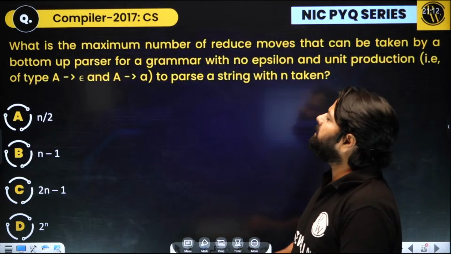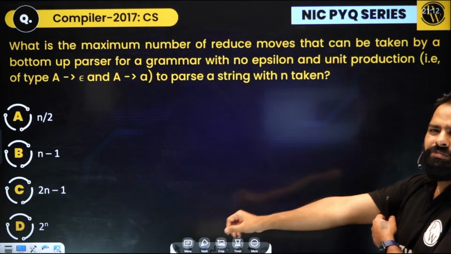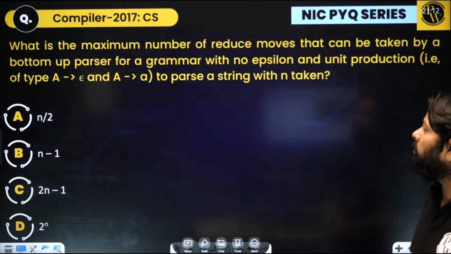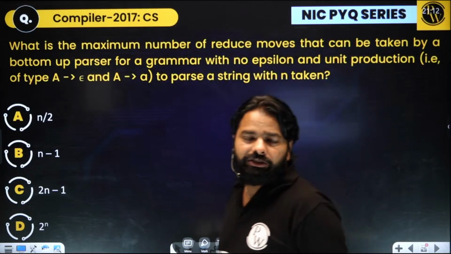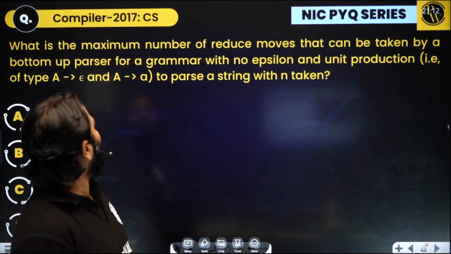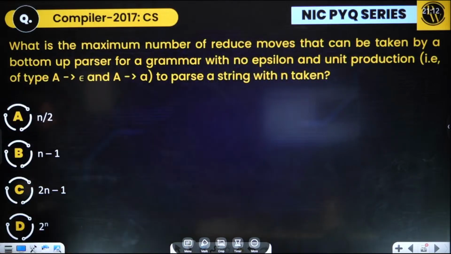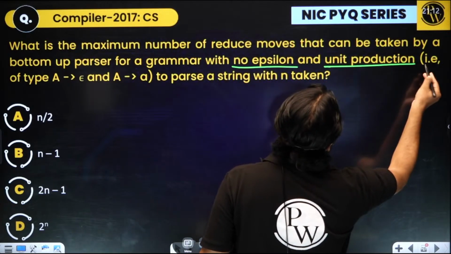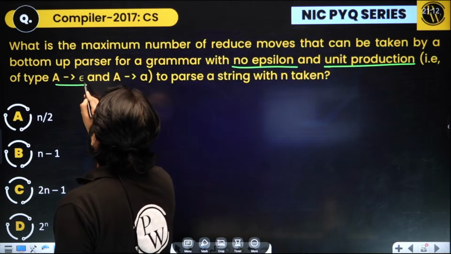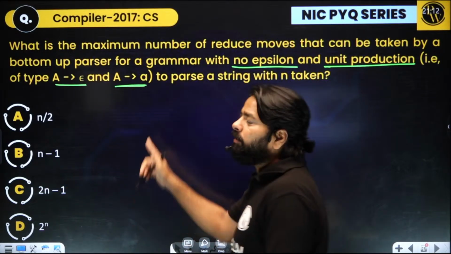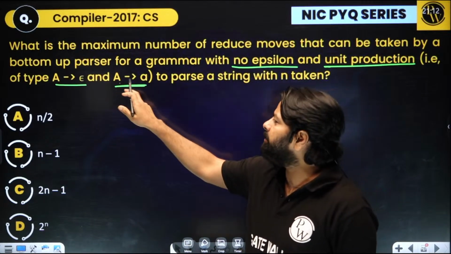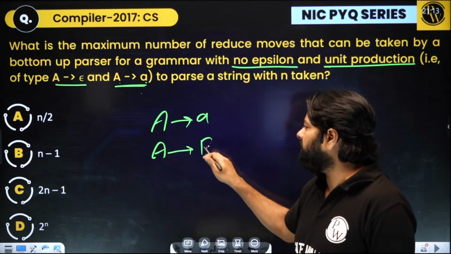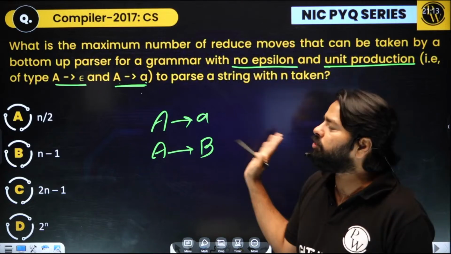What is the maximum number of reduced moves? It simply means the number of steps in the reverse of RMD, or you can say RMD also, because the number of moves will not change. That can be taken by a bottom up parser for a grammar with no epsilon and no unit production. They mention it clearly. Unit means symbol to symbol: one symbol here, one symbol here. A derives A, and the unit production you already know. So these two kinds of production should not be there.